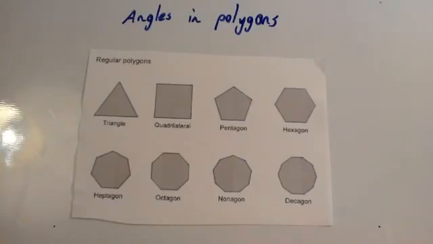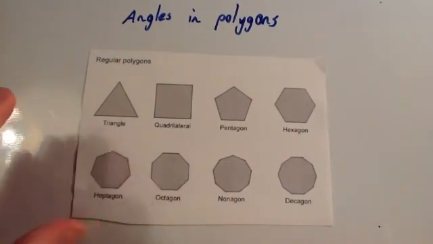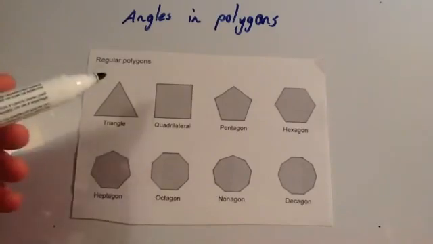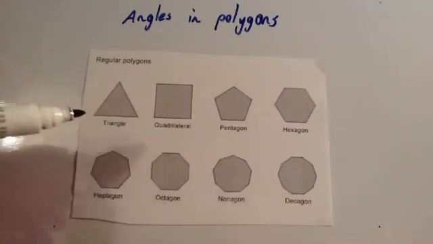Okay, in this video we're going to look at angles and polygons. A polygon is a shape with straight sides. I've drawn or printed out all the regular polygons here from 3 sides up until 10 sides. So let's just run through those.